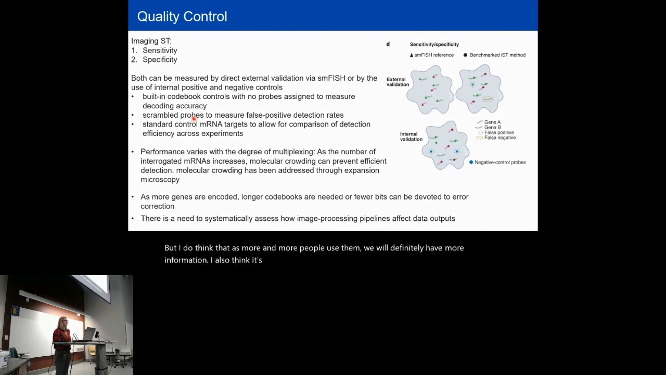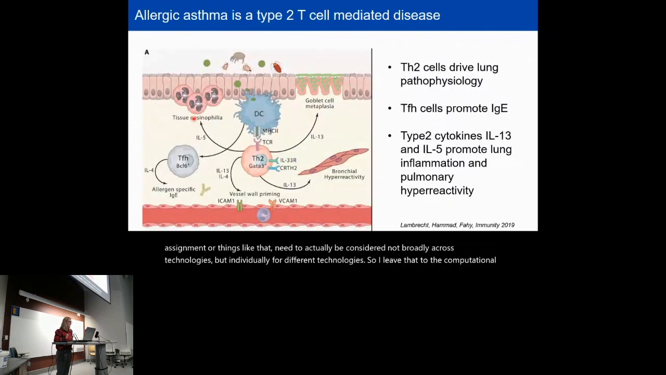I also think it's really relevant in the context of this conference to think carefully about the computational approaches that each of these assays are going to need. You really cannot treat them identically. There are some secondary analyses that you'll be able to do broadly across both technologies, but the sparsity of the data is going to be an issue in one versus the other. With the mechanisms of sequencing-based versus imaging-based, there are a lot of things to consider, and one really does have to wonder whether individual computational approaches, especially for secondary analysis like niche assignment, need to be considered not broadly across technologies, but individually for different technologies. So I leave that to the computational people in the room.